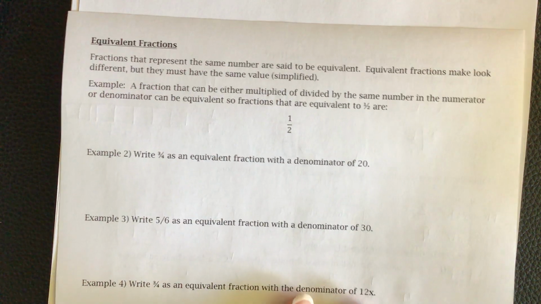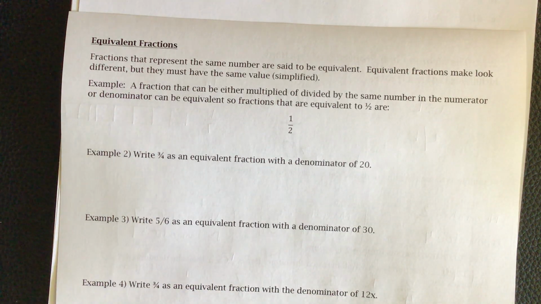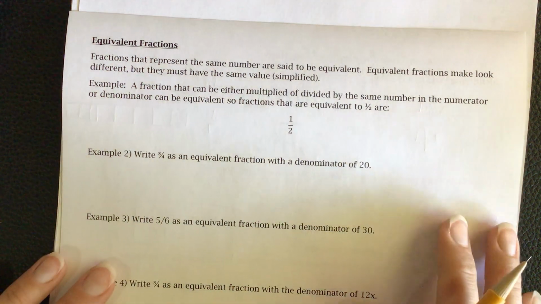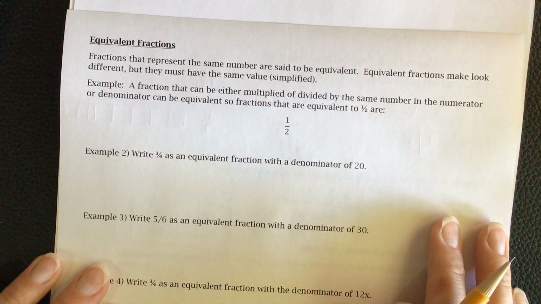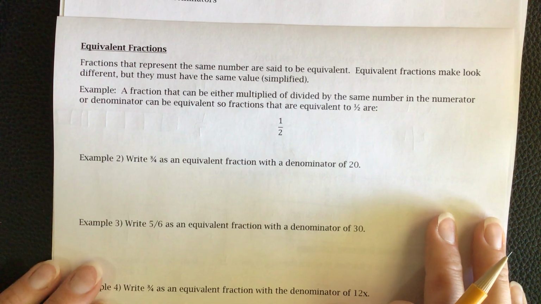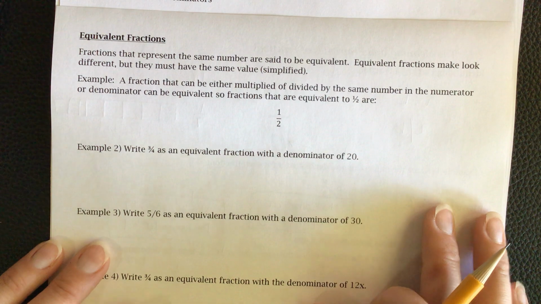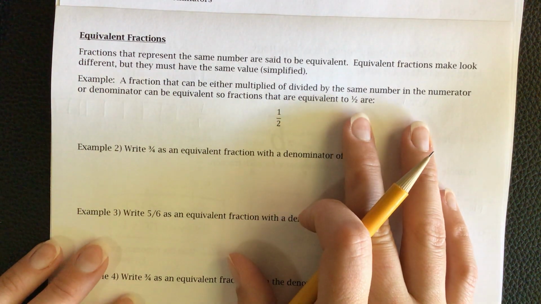Let's talk about those equivalent fractions. Fractions that represent the same number are said to be equivalent. Equivalent fractions may look different, but they have the same value when simplified. A fraction that can be either multiplied or divided to have the same number in the numerator or denominator can be equivalent.